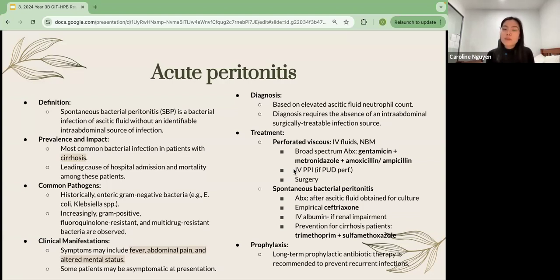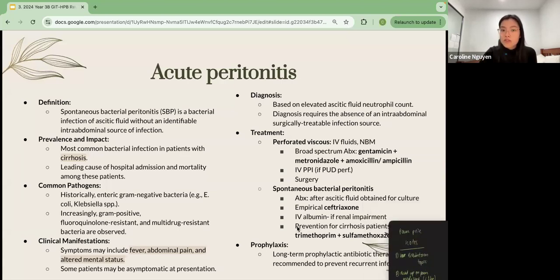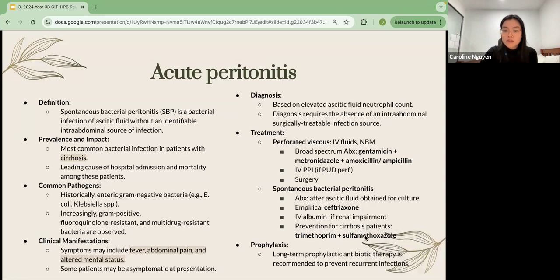People with renal impairment can't afford this because their kidneys are already damaged. So we need to protect the kidneys by protecting the amount of blood that's inside the vasculature. To do that, we give people albumin, and that means their kidneys can be well perfused. We can also do some prevention for further damage in cirrhosis patients with trimethoprim and sulfamethoxazole.